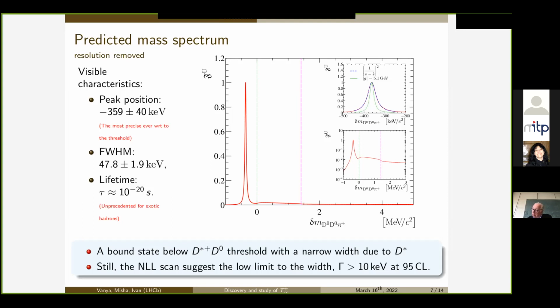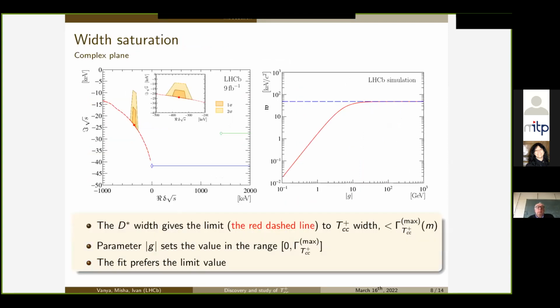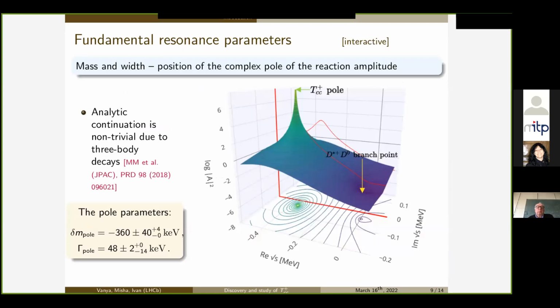You see how the function gets a step-like behavior after passing the first threshold and after passing the second D D star threshold. Okay, that's basically repeating what I said. So let's go to this slide.